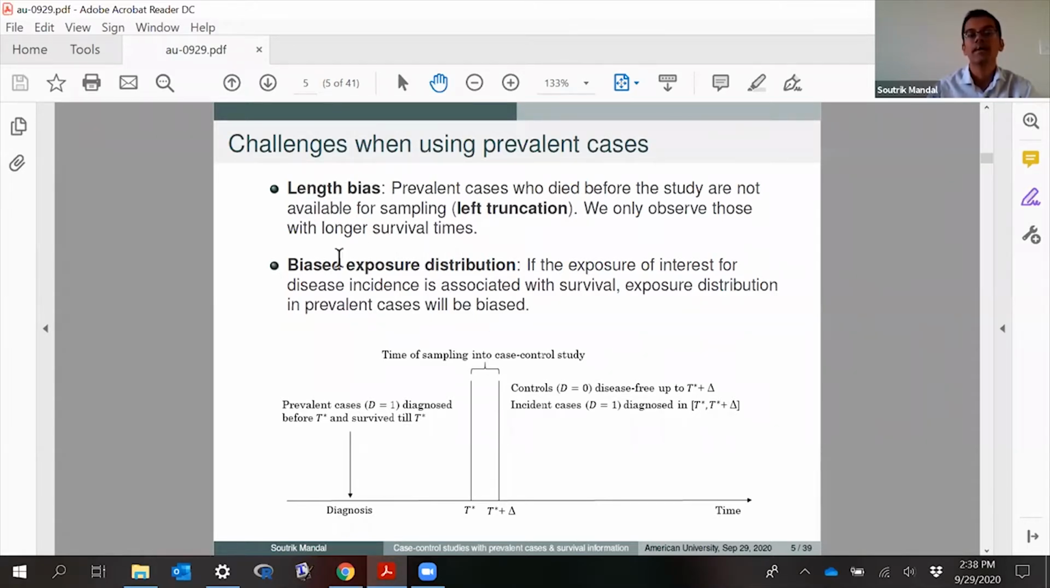And then we have biased exposure distribution. If the exposure of interest is associated with survival, then the exposure distribution in prevalent cases will also be biased. So these are the two challenges of using prevalent cases.